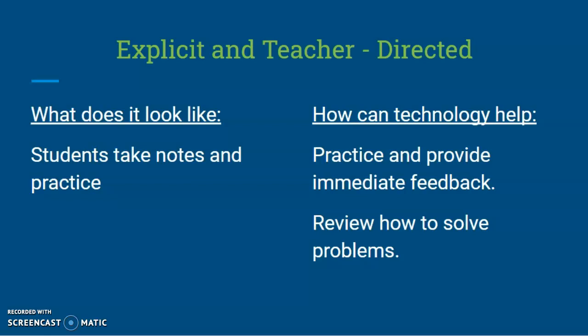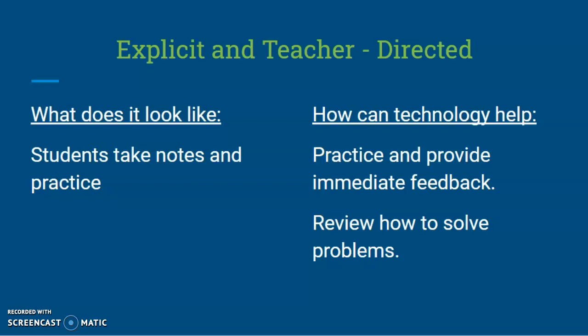Two different theories are discussed or mentioned in this week's discussion. The first is explicit and teacher-directed teaching for math. What this looks like in class is the teacher up front, the students taking notes, and then the students practicing the things that they learned in class.